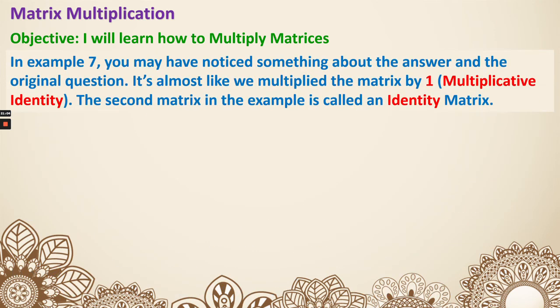In example 7, you may have noticed something about the answer and the original question. It is almost like we multiply the matrix by 1. And that is something we have learned in the first unit called multiplicative identity. That means when you multiply a 1 with a number, you are just going to get that exact number back. And this is what's happening with the matrix. That means the second matrix is special and is called an identity matrix.